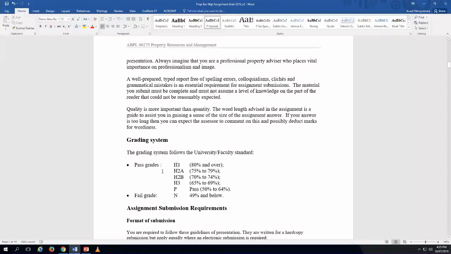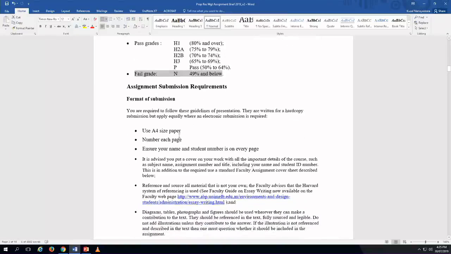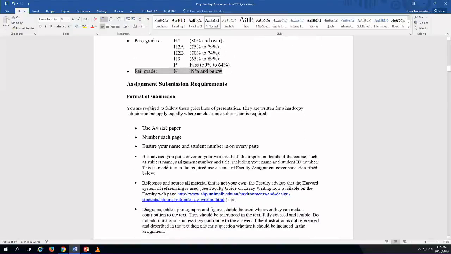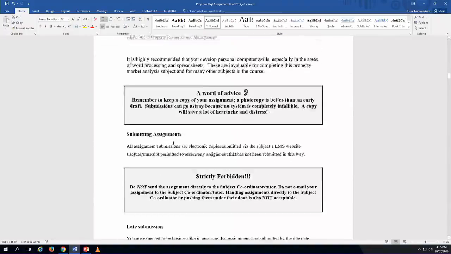These are the grade system, grade scales. I don't want any of you to get this one. Right. Assignment submission requirement. Format of submission. This is pretty regular, you know all of them.